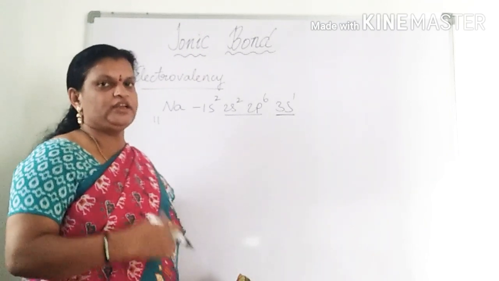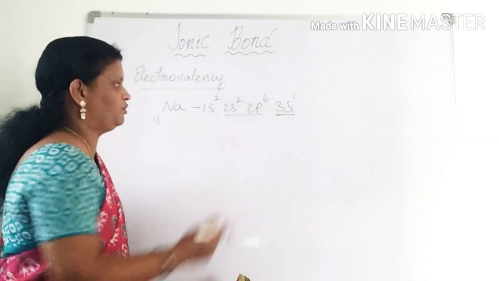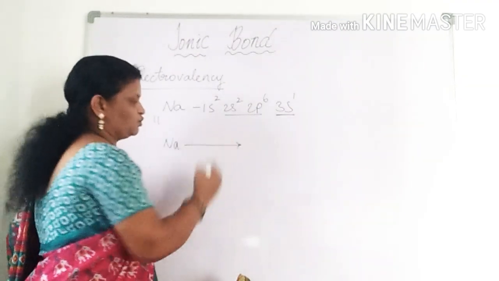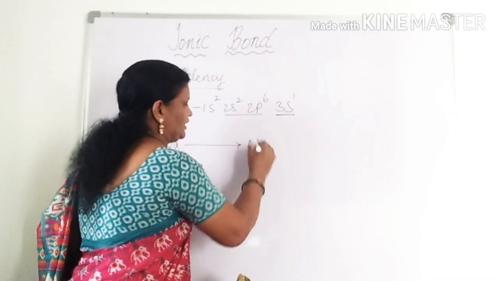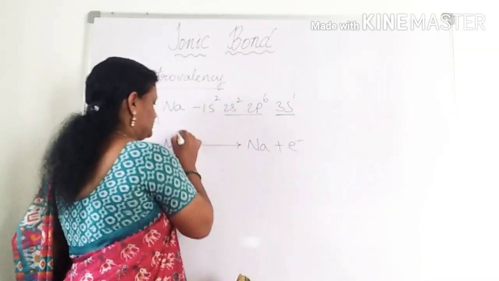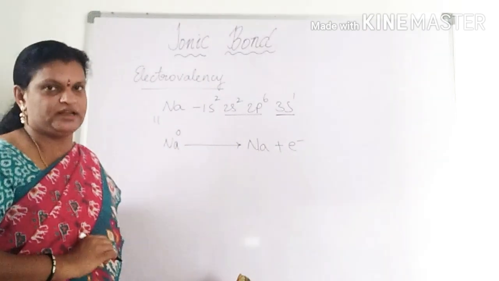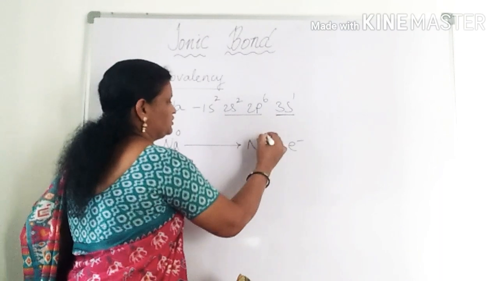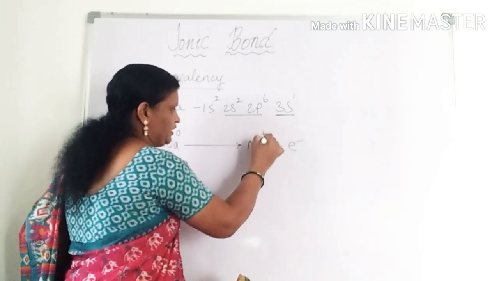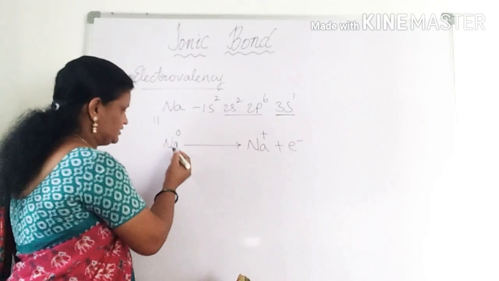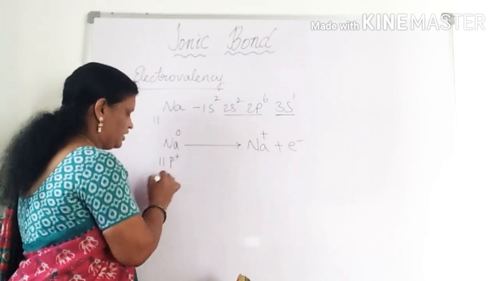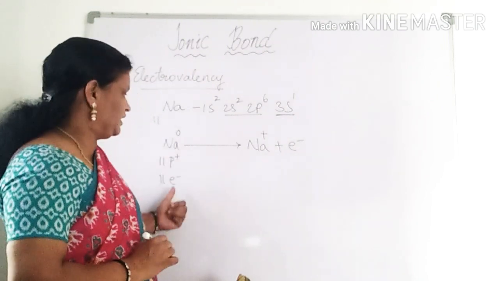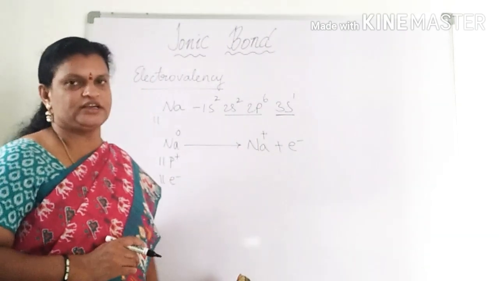For that only, this sodium will try. So what will it do? It is going to lose 1 electron by applying ionization energy. On the left side, as sodium is a neutral element, the charge will be 0. On the right side, we have to write a plus sign, because here 11 protons are present in its nucleus, and the 11 electrons are distributed in different shells.